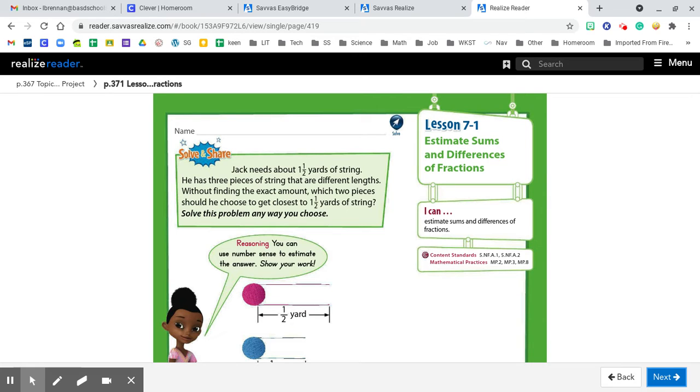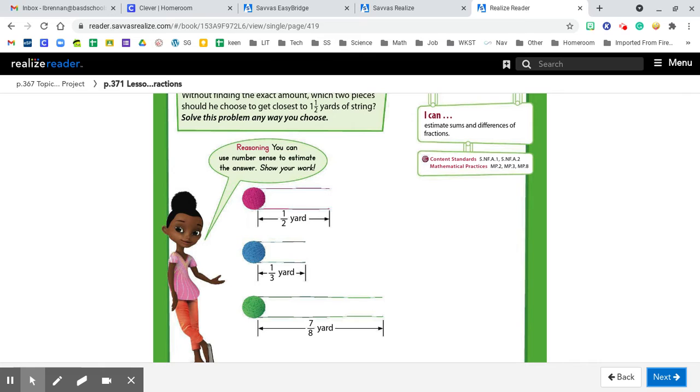Jack needs about 1.5 yards of string. He has 3 pieces of string that are different lengths. Without finding the exact amount, which 2 pieces should he choose to get closer to 1.5 yards of string? Solve the problem any way you choose.